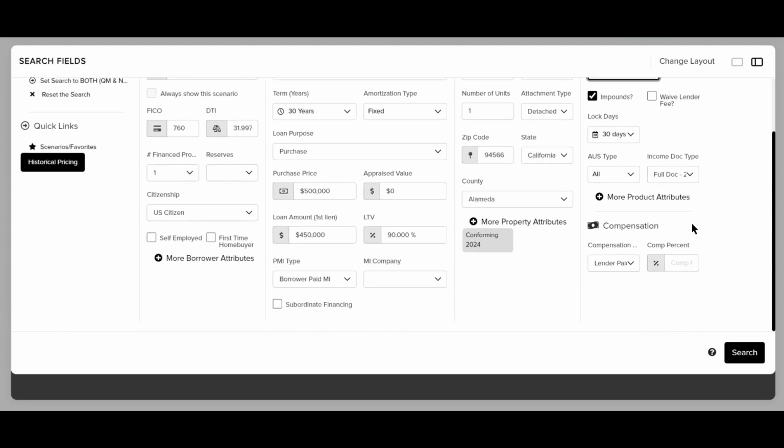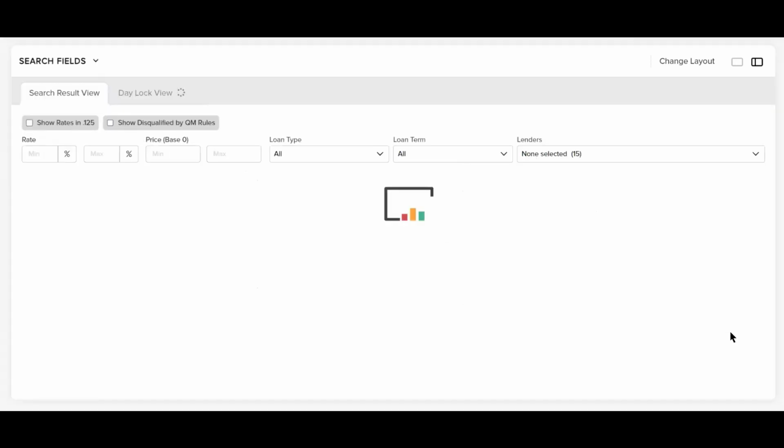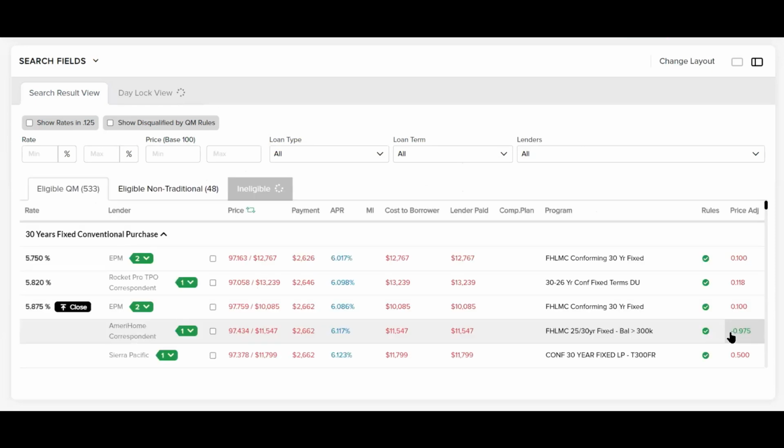While it's searching, I'll explain why. So the reason for it is I'm trying to see everything that I can. And I don't want to look at just lenders that are at, let's say you had a 1.5% comp plan. I don't want to see lenders that are only at 1.5% or more.